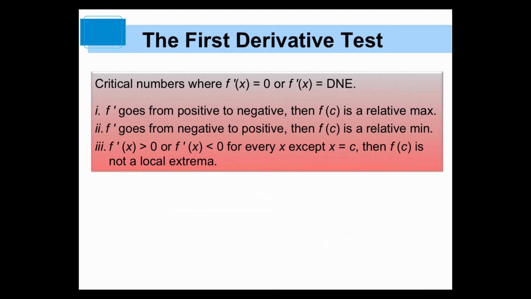Can I talk while you're writing? Number 3 is the possibility of not having any extrema. It doesn't necessarily have to have a max or a min.